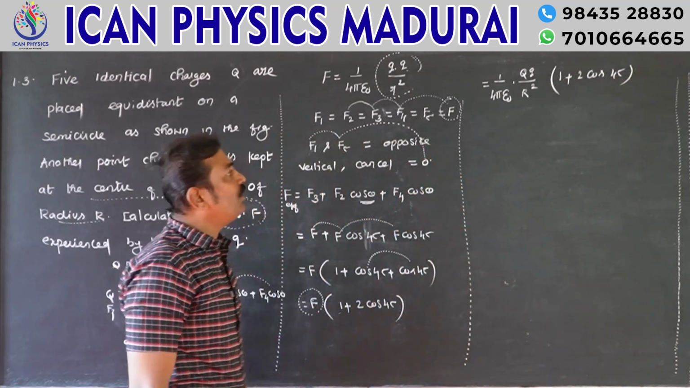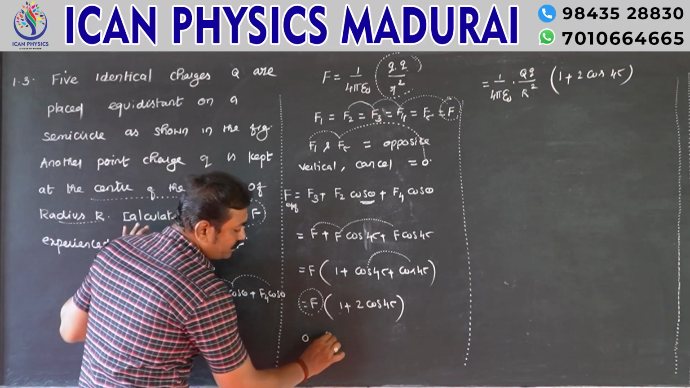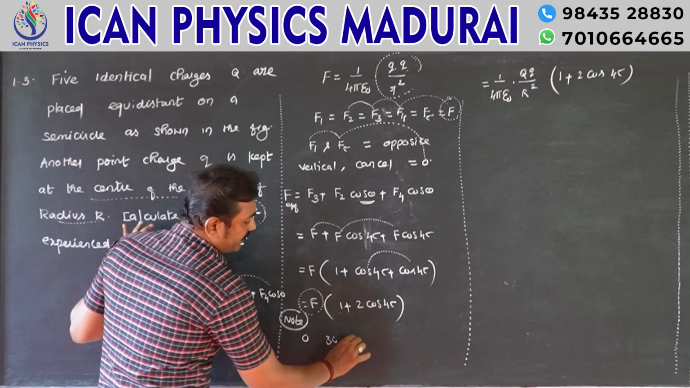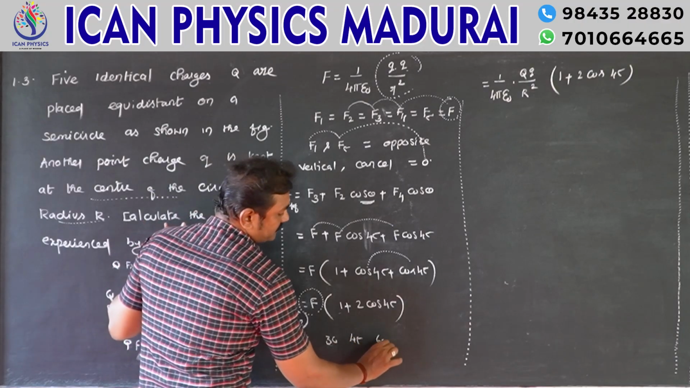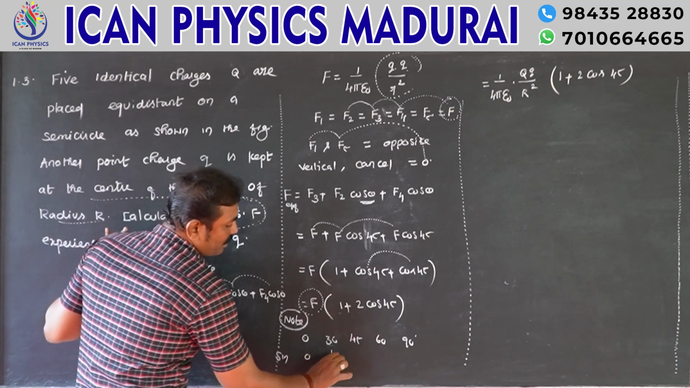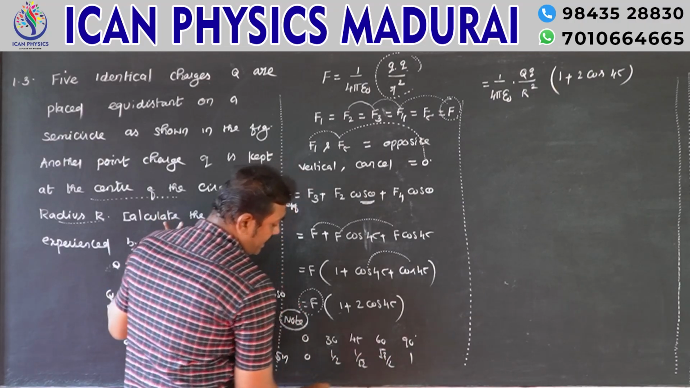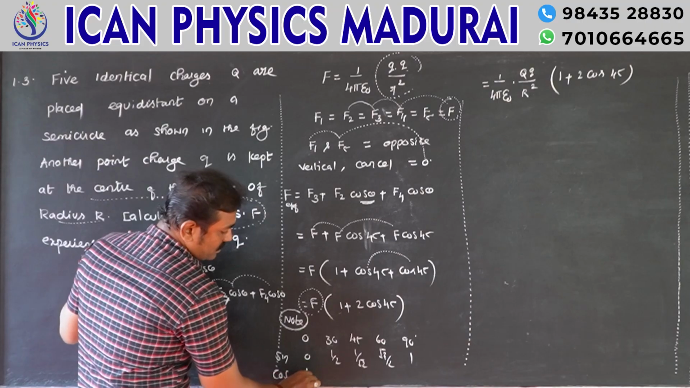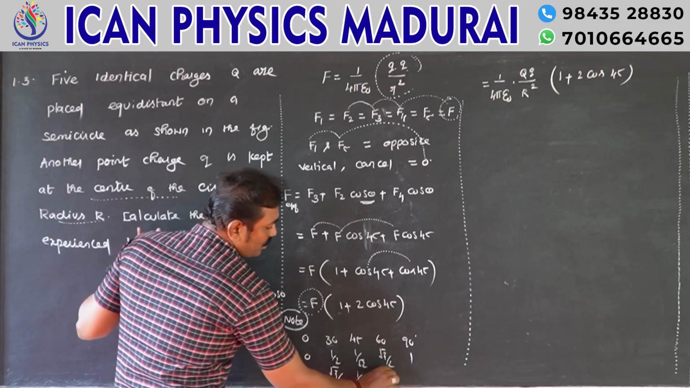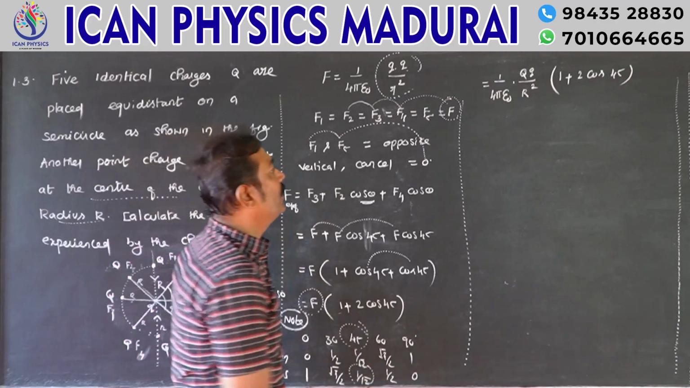Now we have to find the value of cos 45. Note the angles 0, 30, 45, 60 and 90. The first row is sine: sine 0 is 0, then half, 1 by root 2, root 3 by 2, 1. Here for cos: 1, root 3 by 2, 1 by root 2, 1 by 2, 0. So cos 45 has the value 1 by root 2.